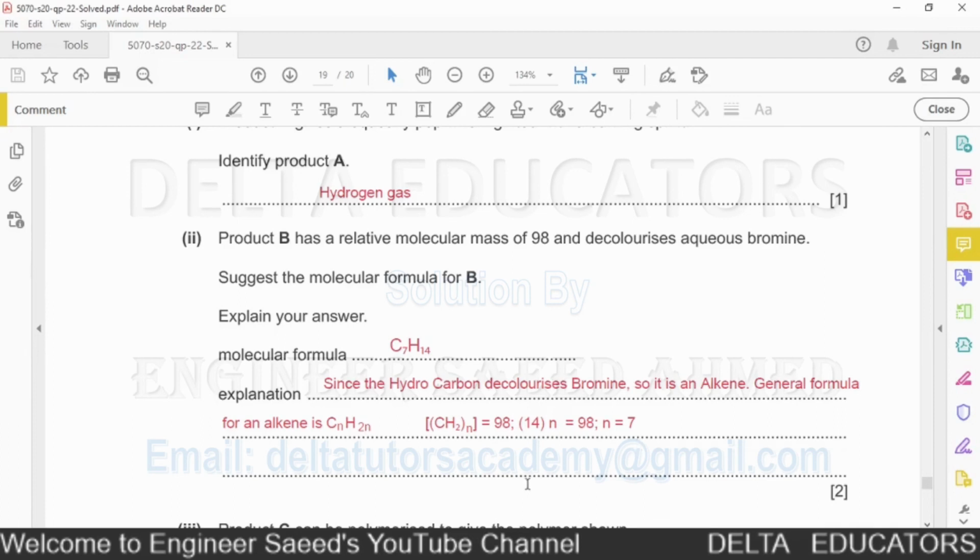Now general formula of alkene is given as CnH2n. Value of n is 7. So it will become C7. Here H2n, value of n is 7. So it will become 2 multiplied by 7, 14. So this CnH2n will be equal to C7H14. So molecular formula of the alkene that has molecular mass 98 is C7H14.